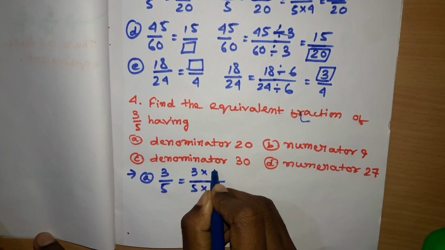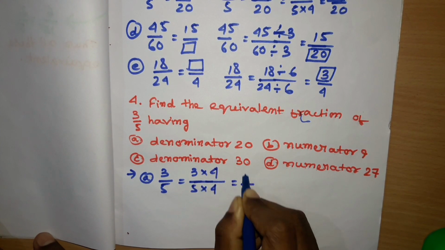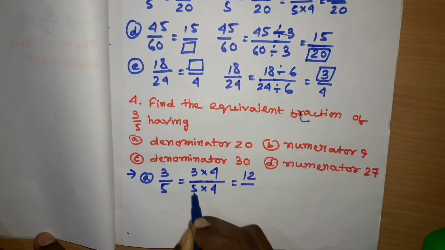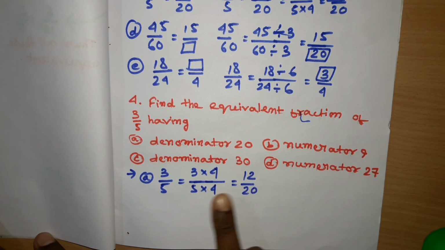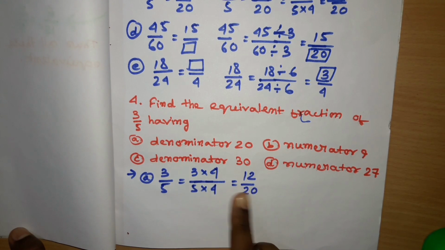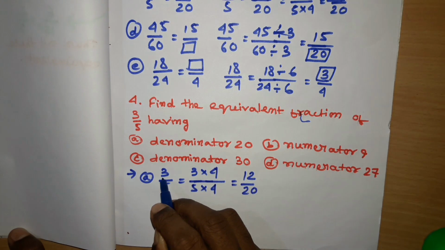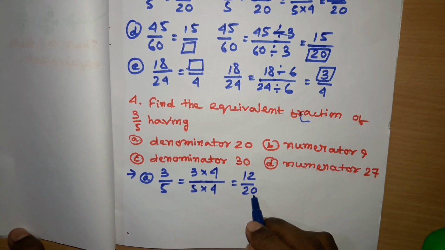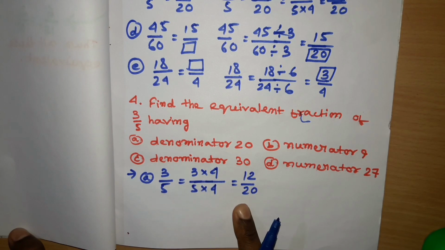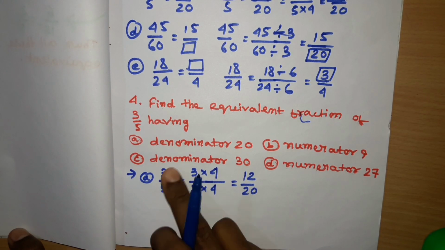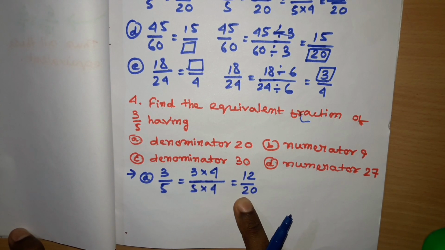So I have to multiply the numerator also by 4. So eventually what will I get? 3 4s are 12, 5 4s are 20. So this is an equivalent fraction. If I divide this 12 by 4, what will I get? I'll get 3. If I divide 20 by 4, I'll get 5. So this is an equivalent fraction. So 3 by 5, 12 by 20 is an equivalent fraction having denominator 20.